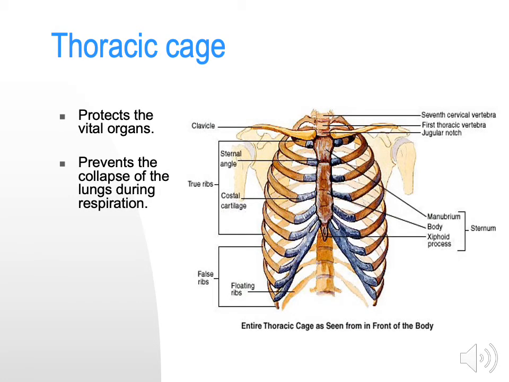The thoracic cage then is formed by the bony structures of the ribs and sternum. The key role there, as we mentioned earlier, is the protection of the vital organs within it, the heart and the lungs specifically. Also, the ribs help prevent the collapse of the lungs during respiration by being an attachment point for the membranes of those lungs.